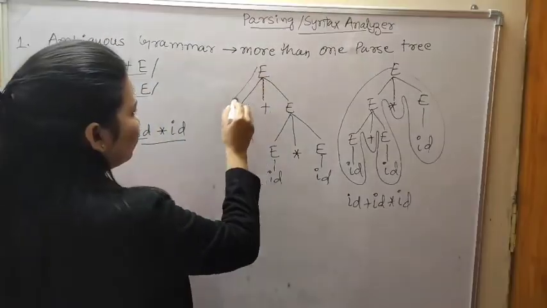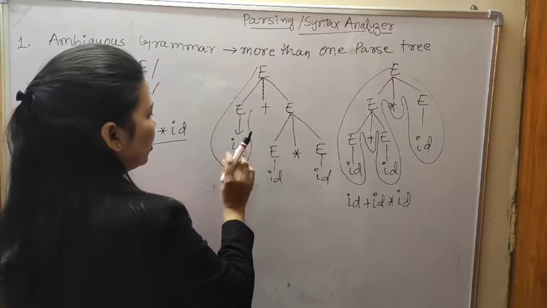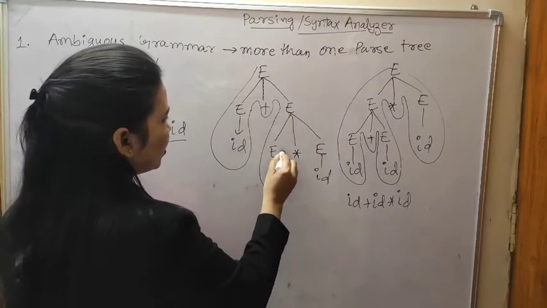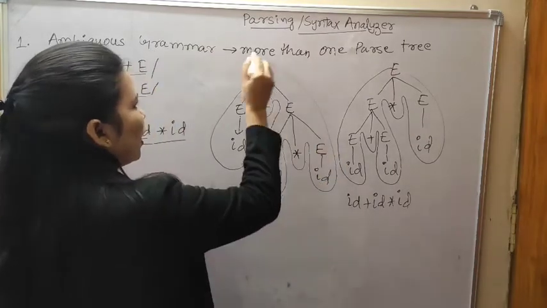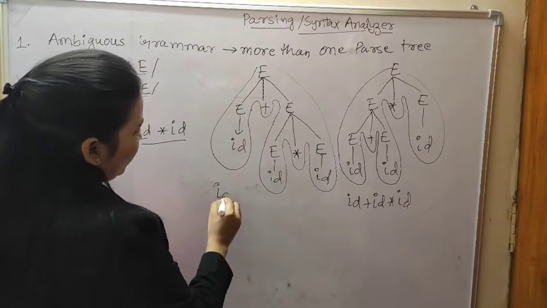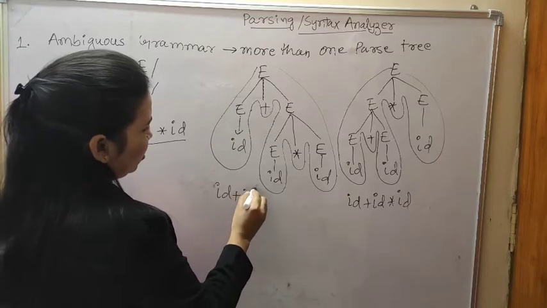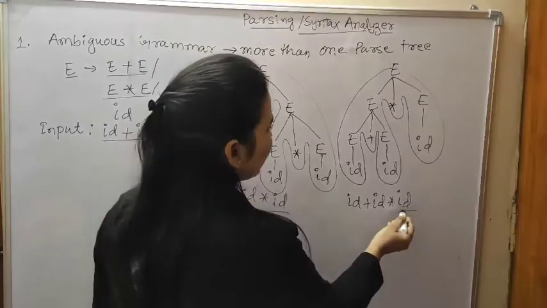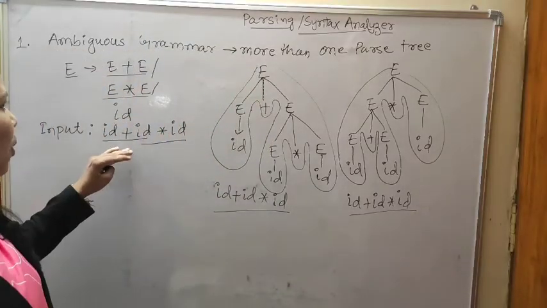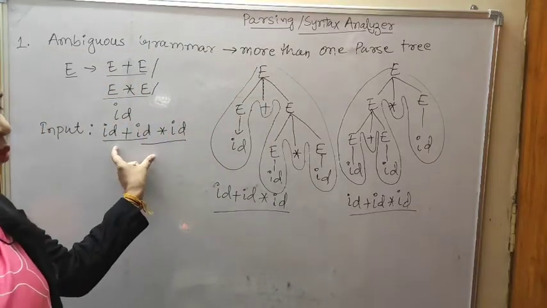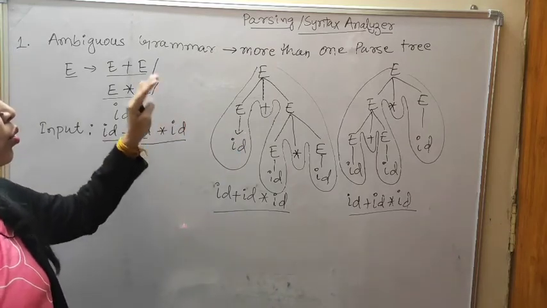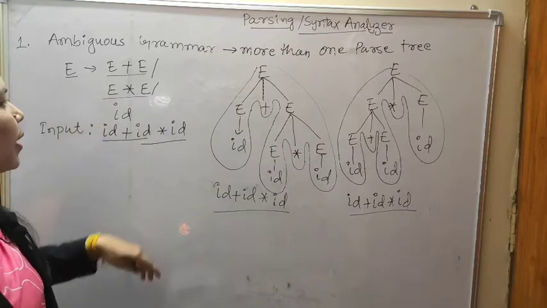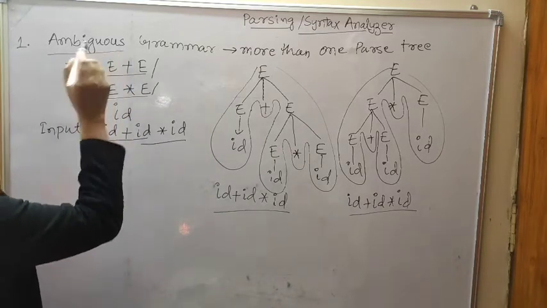Now look here, this is ID only, ID plus ID into ID. Both parse trees have passed this input. So more than one parse tree is generated by this grammar, and that is why it is an ambiguous grammar.